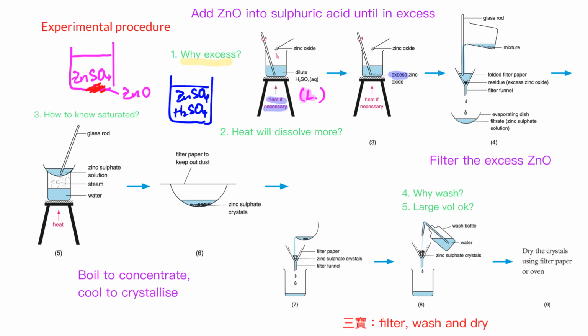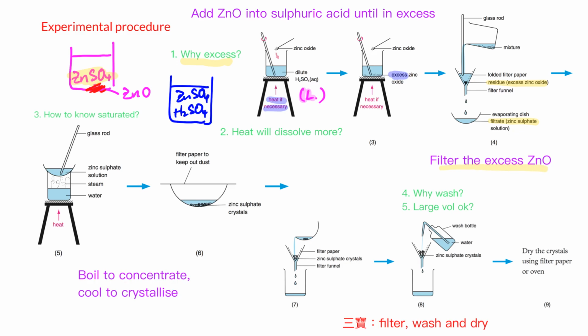So after doing all these, we have excess zinc oxide here. We ensure all the acid has been reacted. Then we will transfer this into a filtration, to remove the excess zinc oxide. In this case, you have to know that the residue will be the excess zinc oxide, and the filtrate will be the zinc sulfate solution. So these steps aim to filter off the excess zinc oxide.